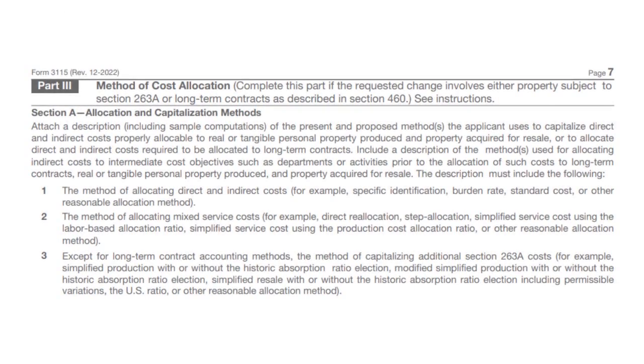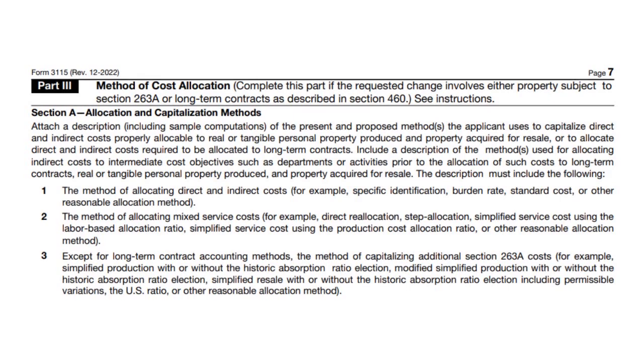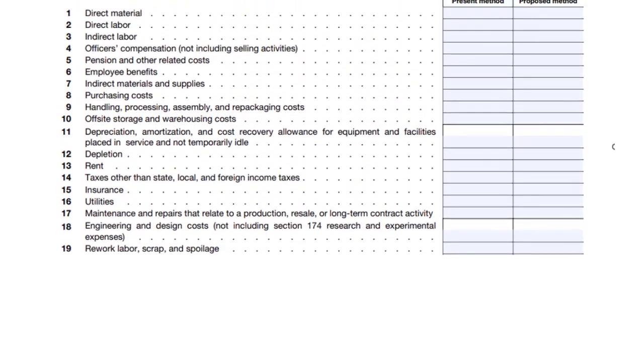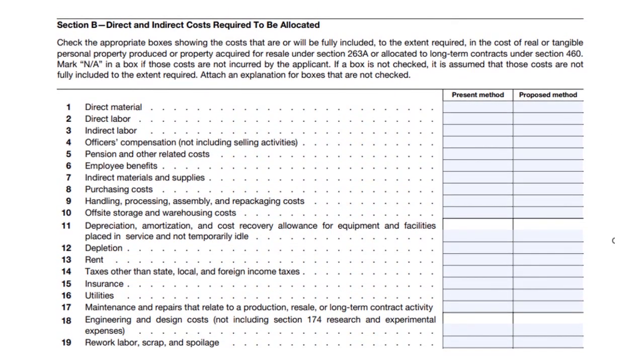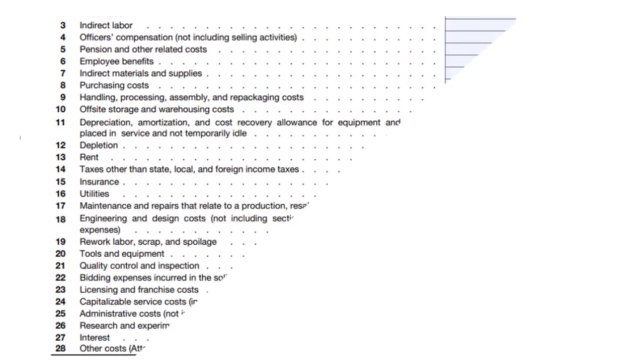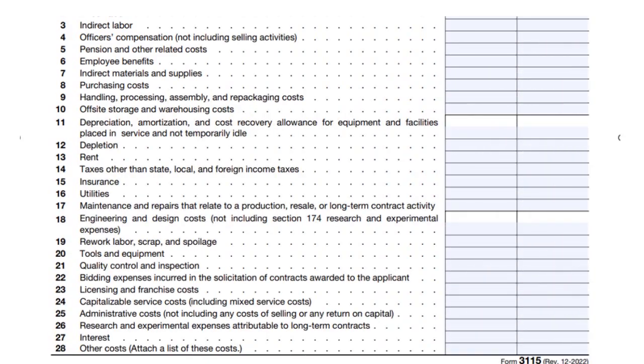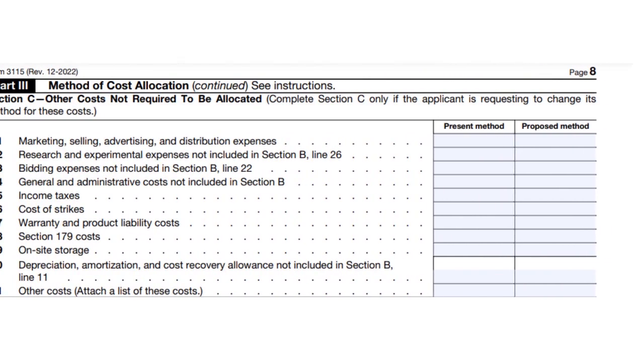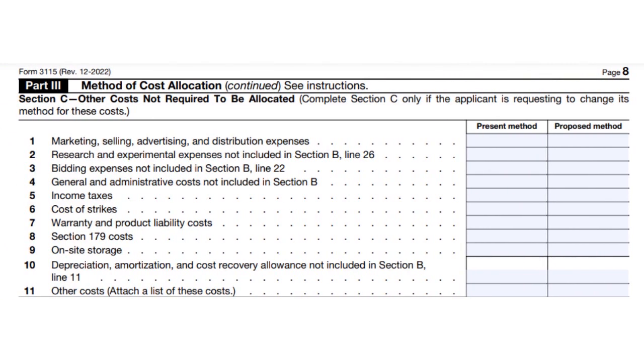Part 3, you have the method of cost allocation. So again, we are in the spirit of transparency here. You are explaining everything to the IRS. Section B here, we have direct and indirect costs required to be allocated. And this actually has a big impact on your cost accounting and your managerial accounting. Part 3, you have method of cost allocation. So again, we are speaking about you giving more insight to the IRS.